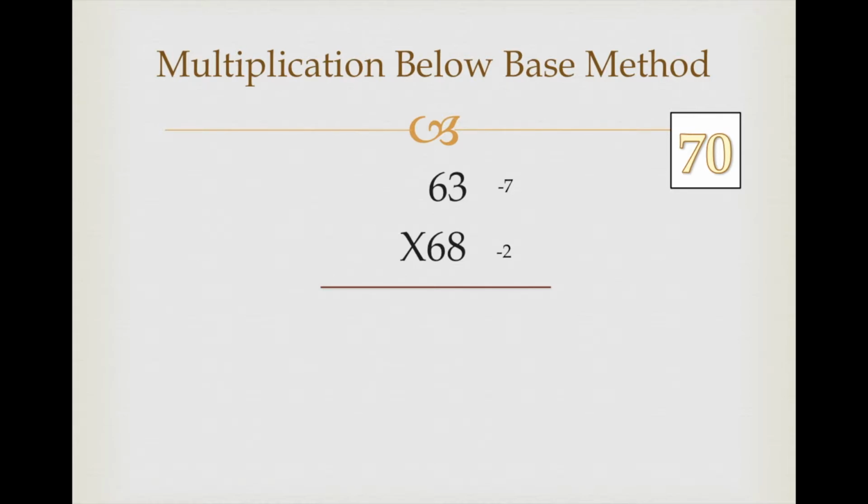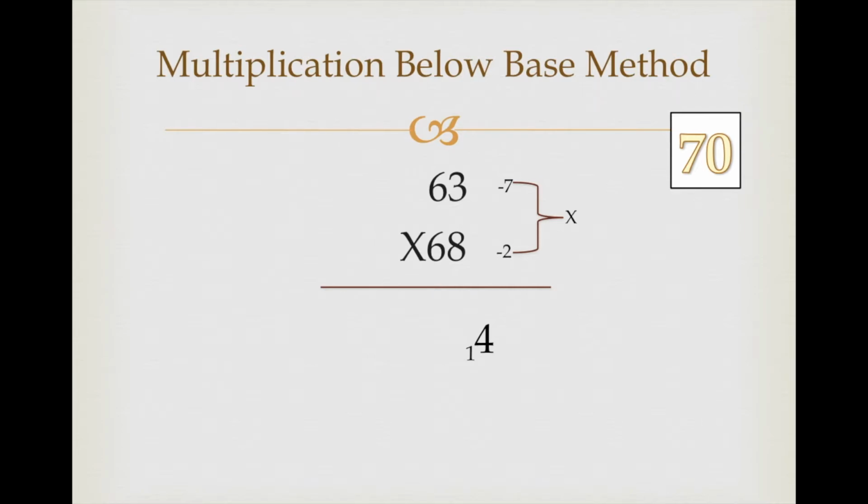Multiply these two digits, 7 into 2. It will give us 14. But we cannot write down 14 because in the base 70 there is only one 0. So rather than writing 14, we will write 4 and give away the 1 in the feet of 4 because we will have to adjust this one as a carry in the next step.